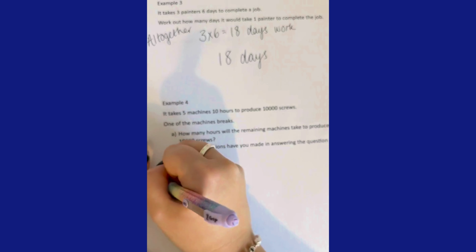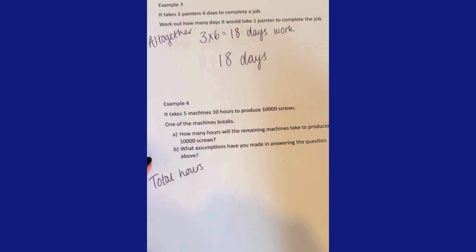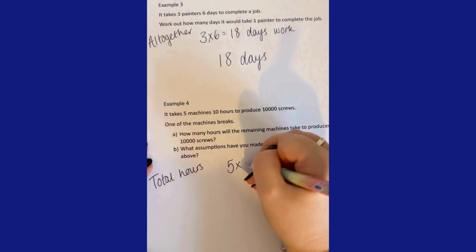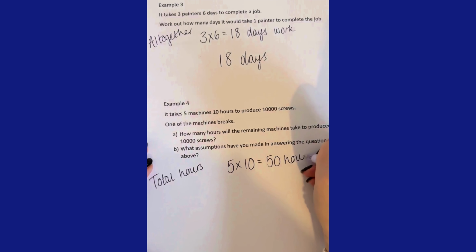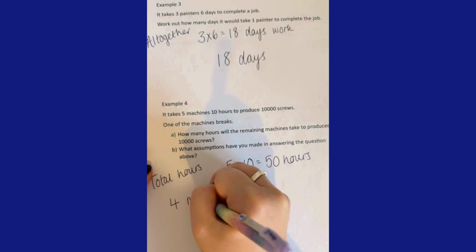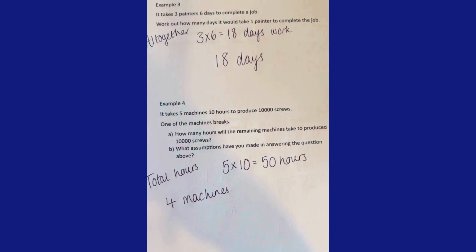So first and foremost, we need to find the total number of hours, okay? So 5 machines, 10 hours. If I do 5 times by 10, that tells me that altogether it takes 50 hours to produce 10,000 screws, okay? Now, one of the machines has broken. And the question then says, how many hours will the remaining machines take to produce 10,000 screws? Which means we've only got 4 machines that are working. So it's 50 hours work.